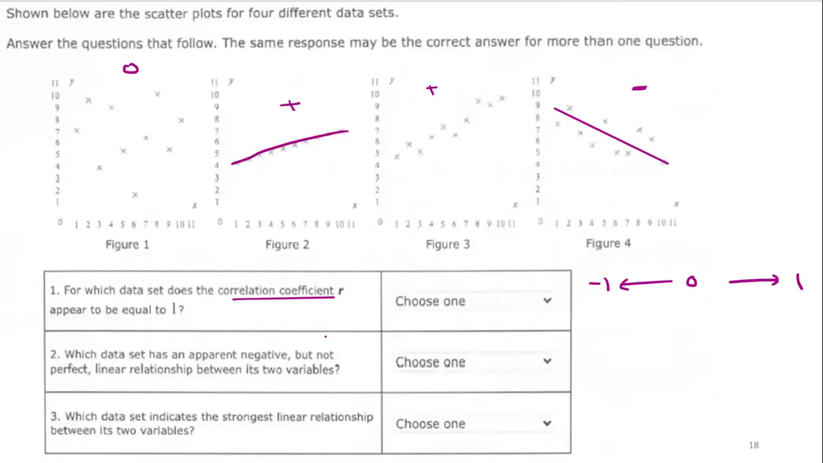For which data set does the correlation coefficient R appear to be equal to 1? Again, we need to identify which figure goes with what. So this one would be number 2. Which data set has an apparent negative but not perfect linear relationship between its two variables? The answer to that is number 4. And the last one, which data set indicates the strongest linear relationship between its two variables? The answer to that is 2 as well.